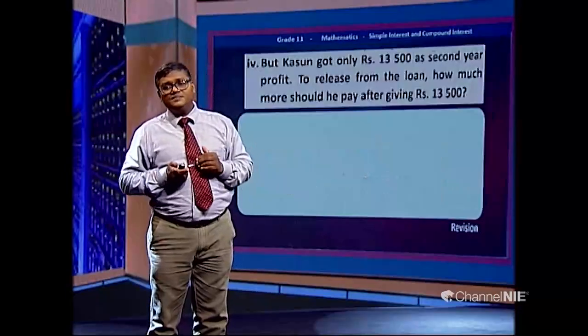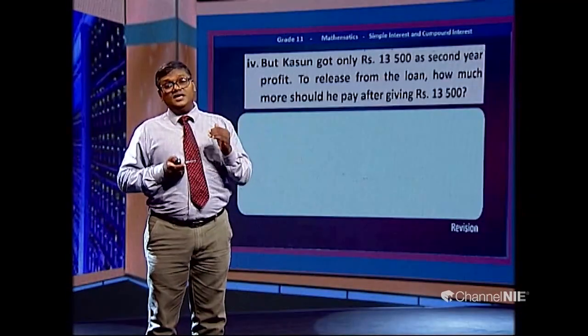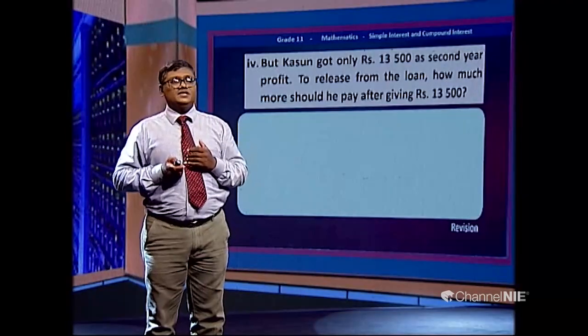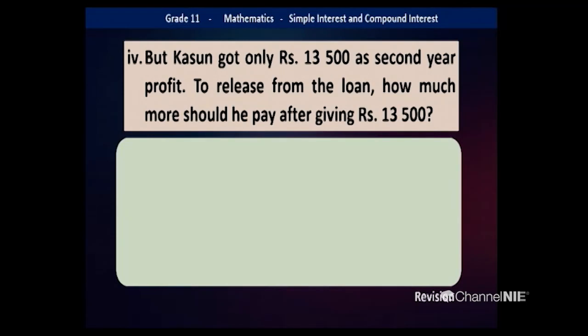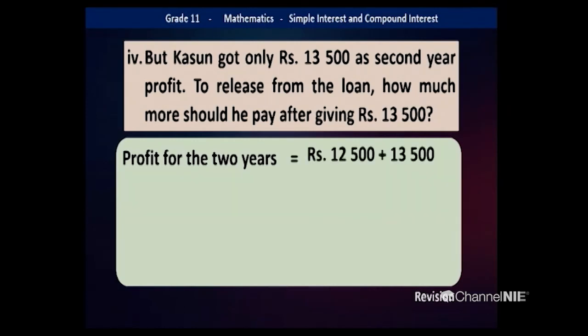Let's move on to the next one. But Kasun got only 13,500 as second year profit. To release from the loan, how much more? Now, you knew he needed 18,500 to settle the loan. But this question says he got only 13,500. Then there are two methods of calculating it. First method, you can get the first year profit and add it to the second year profit, answer 26,000. Therefore, he will get only 26,000, but early we calculated he should pay 31,000.